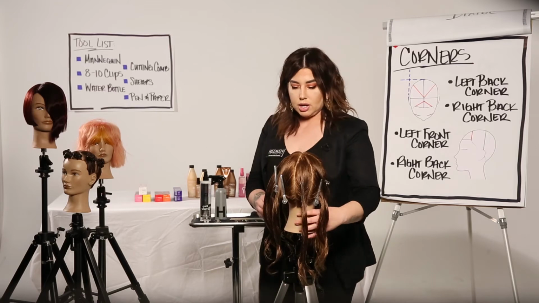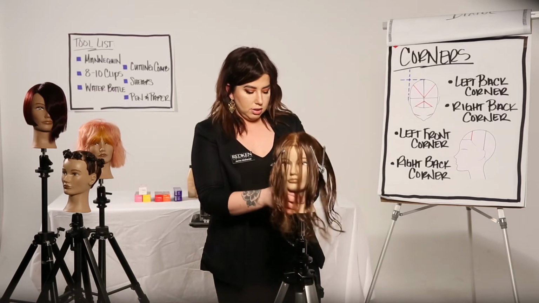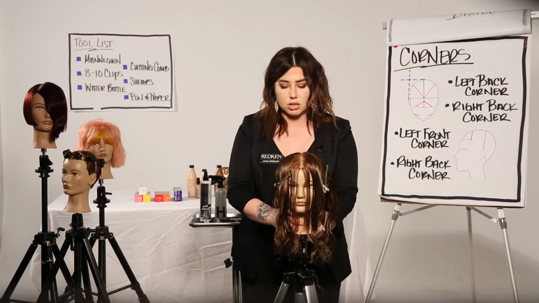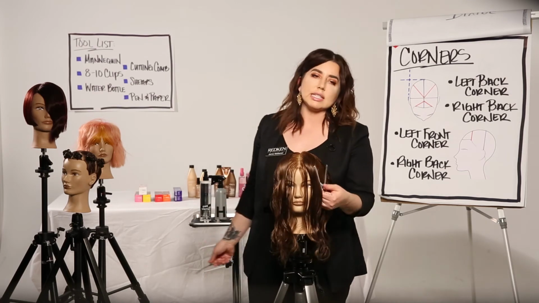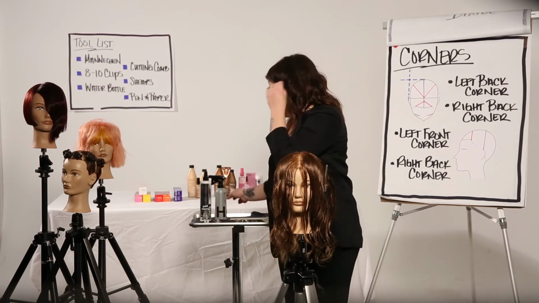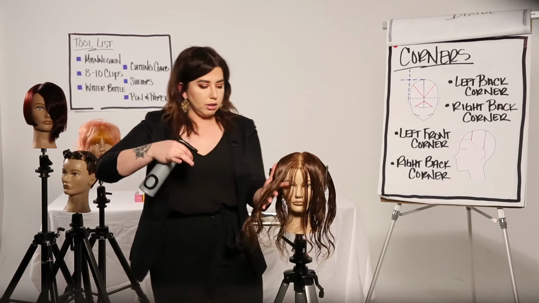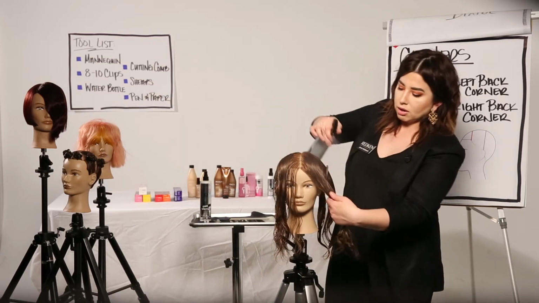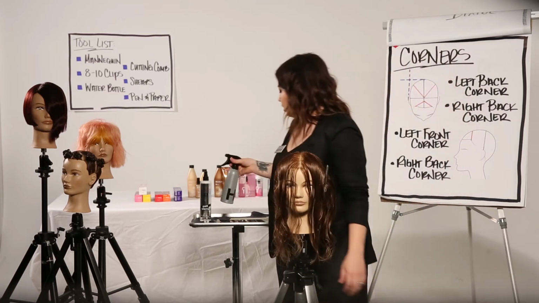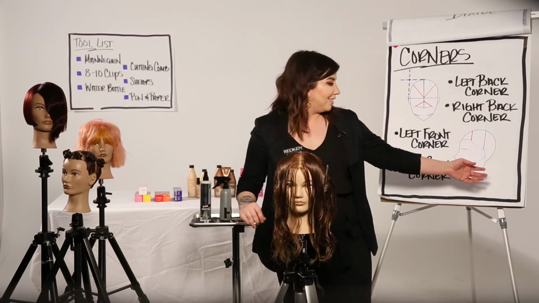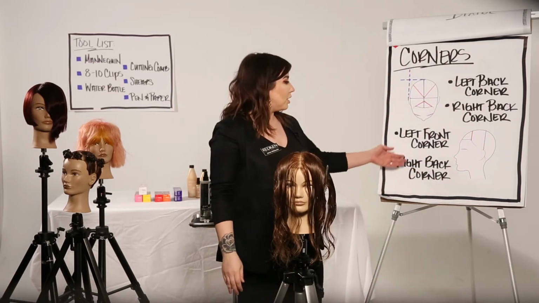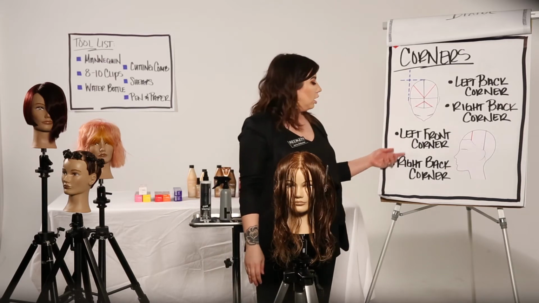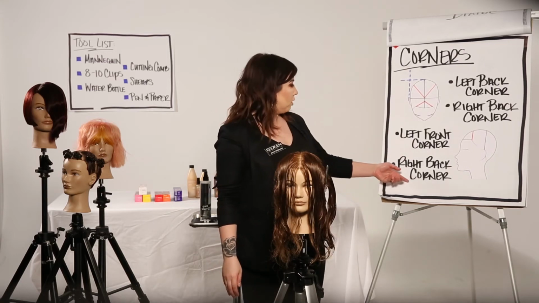I'm just going to give her a little wet down as I work through this. I don't need her soaking wet, but I do want to keep the consistency. So I'm just going to simply re-wet her down with my water bottle. And now that we have the back corners, now we have to find the front corners. So we have left front corner and we have right front corner.